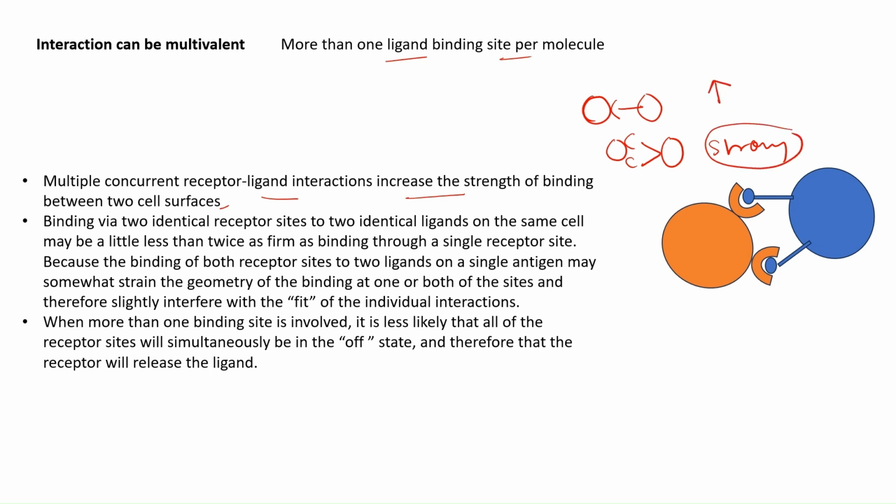But this strong binding won't be double. If I show one arrow for this, I cannot show two arrows for this. So the interaction will definitely be stronger than this, but it won't be double. Why won't it be double?